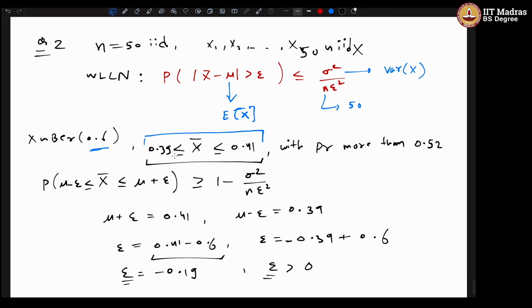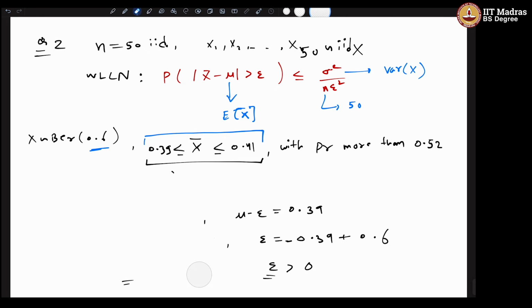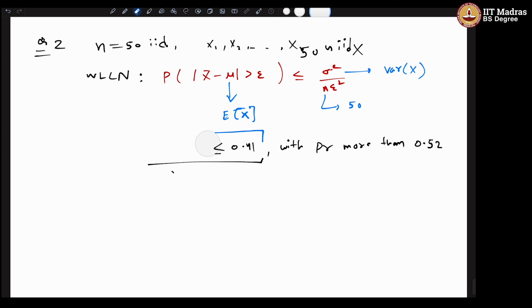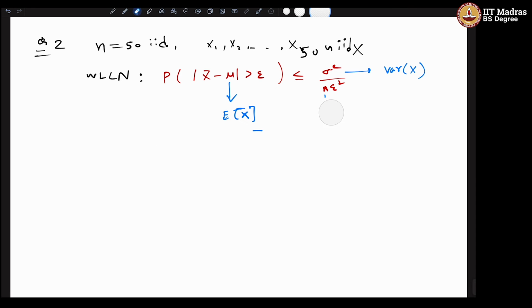So certainly it is not going to fall in this range. We should get the same epsilon for both cases. So the first option is not correct, and let's go to the second option, and we will discuss one correct option, and then the other options can be verified in a similar manner. So let's go to the second option, where we have Bernoulli 0.4.